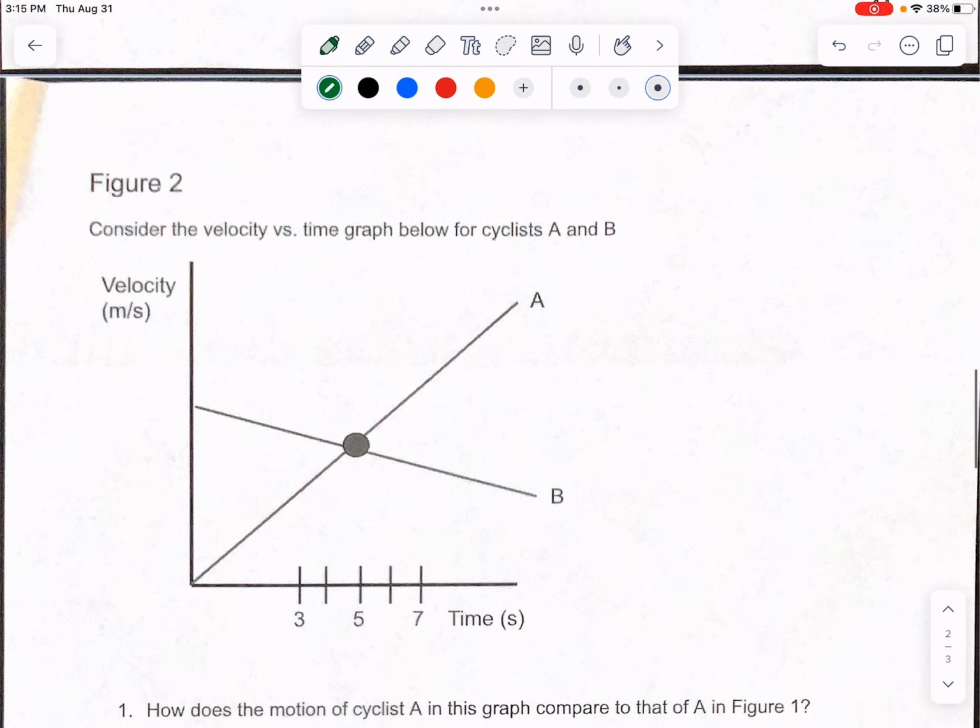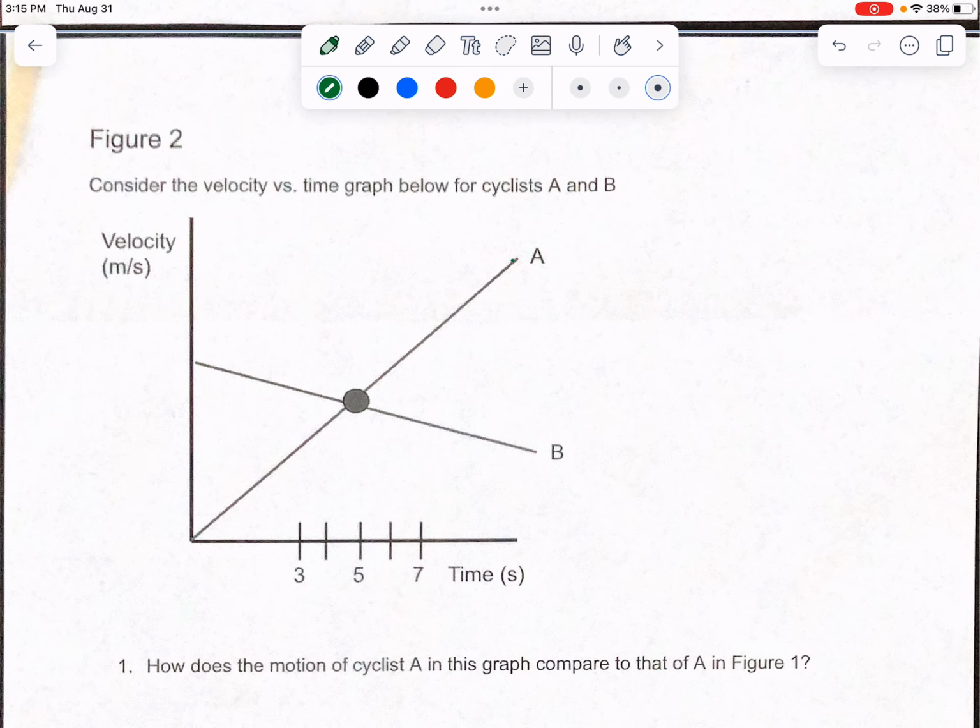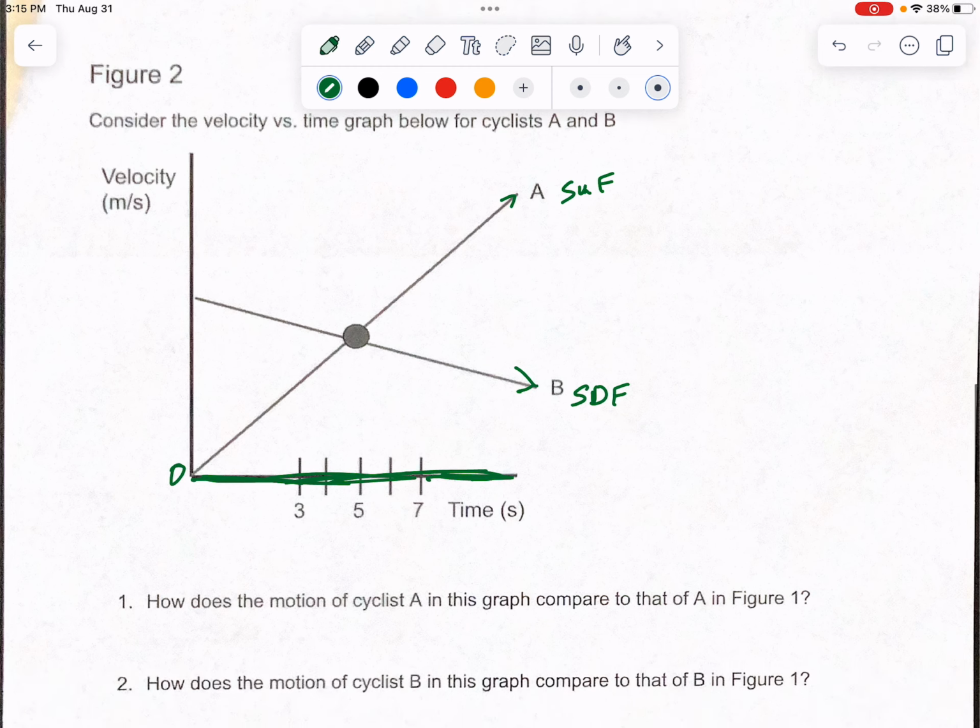Going down to the next one, A still has a positive velocity that's increasing. This means you're speeding up in the forward direction. Now if you look at B compared to the last graph, B is now going towards 0. This x-axis is 0 meters per second. If B keeps going, and we pretend B is an arrow, that means you're going towards 0. So B is actually slowing down now. It's still going forward because it's above the x-axis. It's just slowing down, going towards 0.